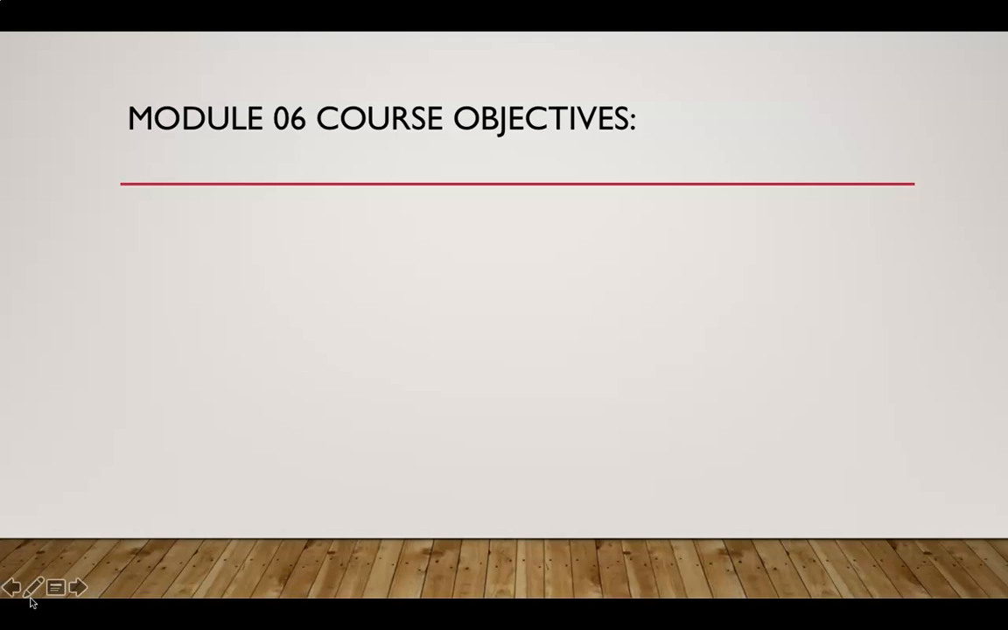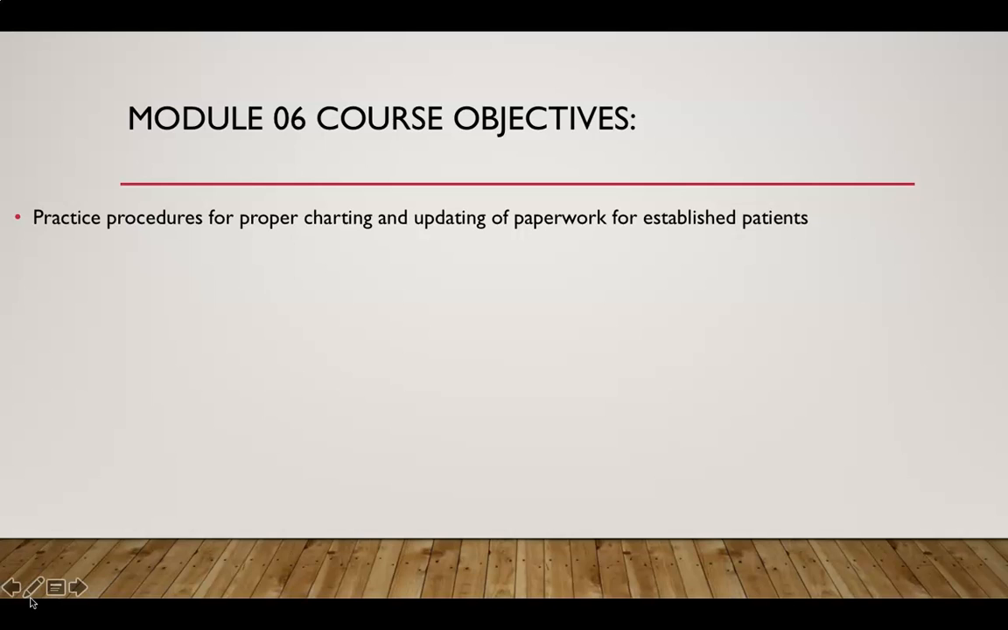So let's start with our course objectives. There are 5 of them. The first one is practice procedures for proper charting and updating of paperwork for established patients. So this week we are actually going to be doing that rooming technique and that rooming skill again. When we did it a couple weeks ago, you were given some feedback on how to change a few things and make sure that things are documented appropriately. So this week we're going to put those into play.